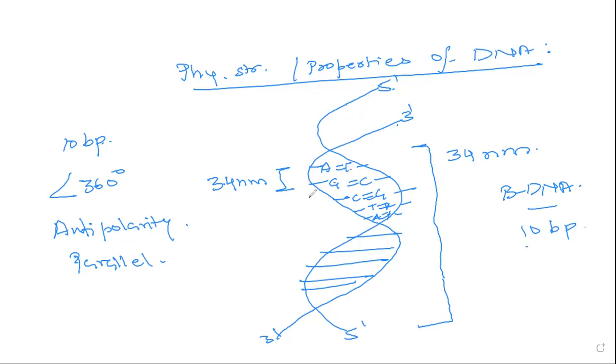The width of this DNA is 2 nanometer. The length is 34 nanometer. So I hope this physical diagram and the properties of DNA are also clear. Then we'll come to the chemical nature of DNA. So what is the chemical nature of DNA?